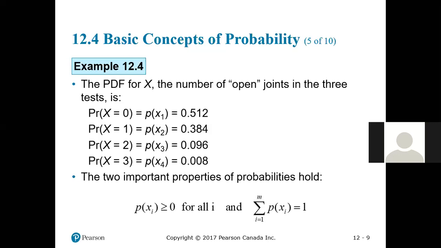The first one would be that P of x is greater than or equal to 0. That means the probability of an outcome is always non-negative. So it's either greater than or equal to 0. It cannot have a negative value for the probability of an outcome. And the second important property would be that the sum of all these probabilities would be equal to 1.